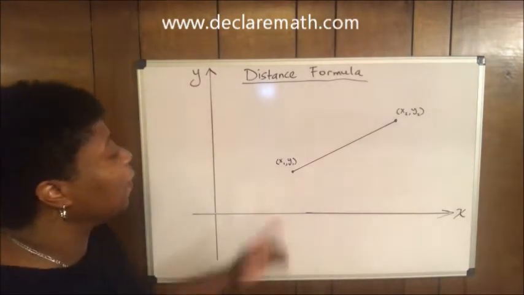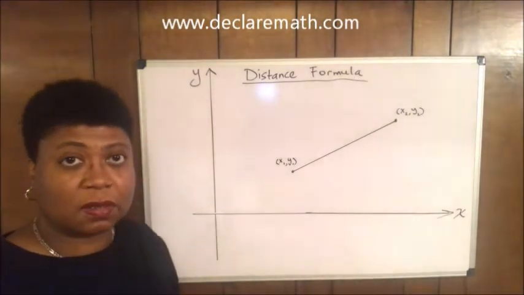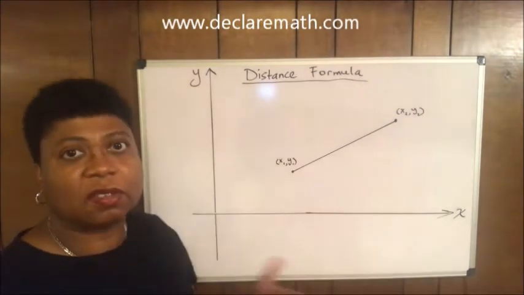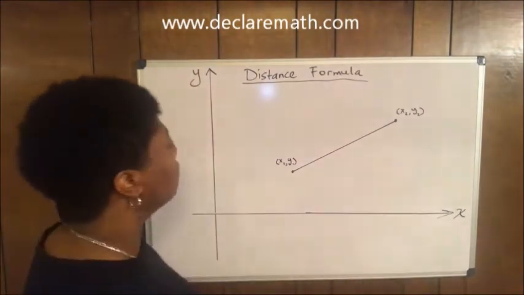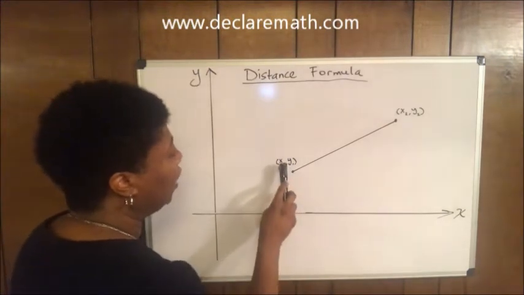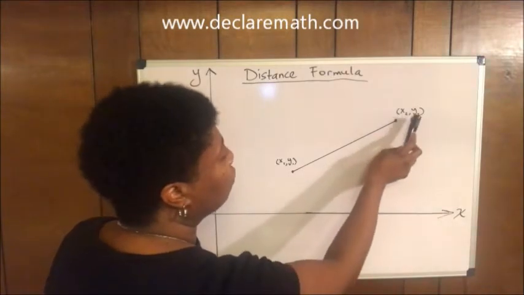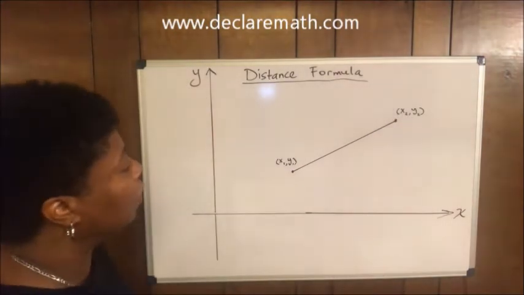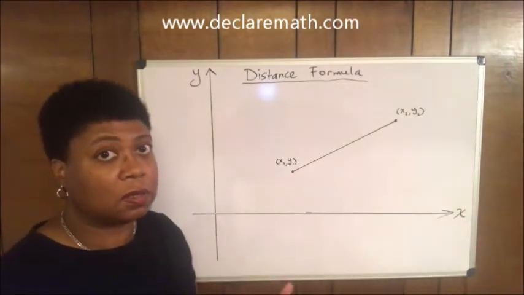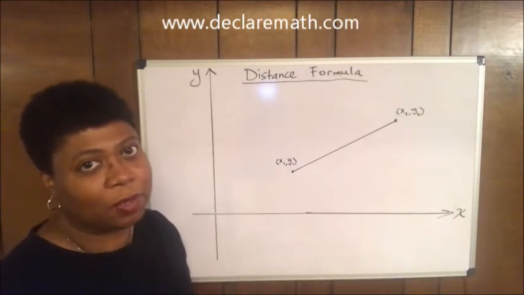So, suppose we have 2 points and we want to know the distance between those 2 points in a coordinate system. Okay? So, we have point 1 with x1, y1, and we have point 2 with x2, y2. So how do we use those coordinates in order to find the distance? Well, of course, you have the distance formula.